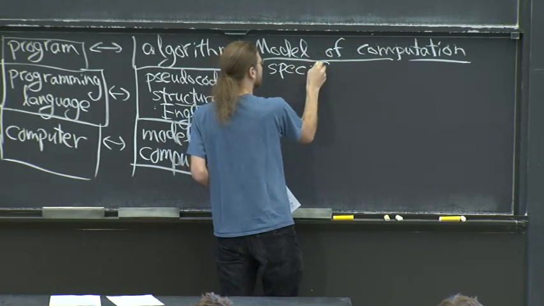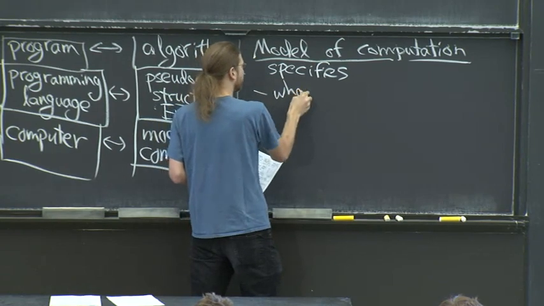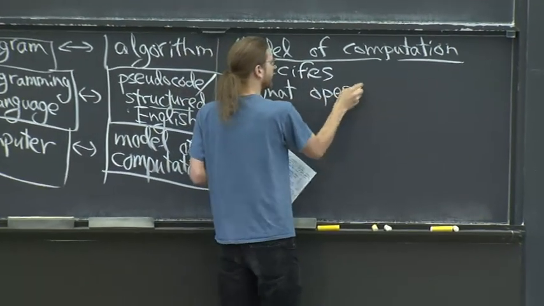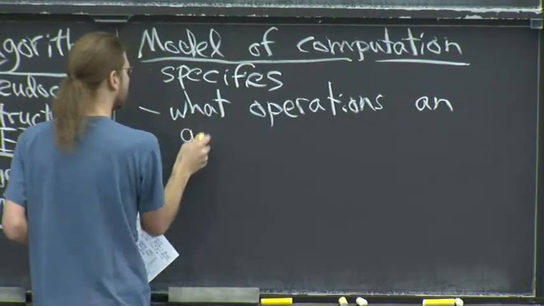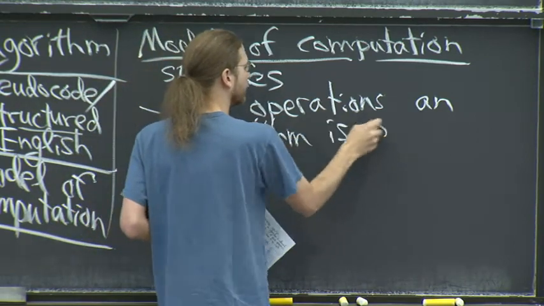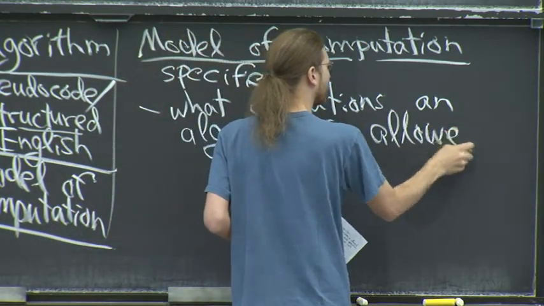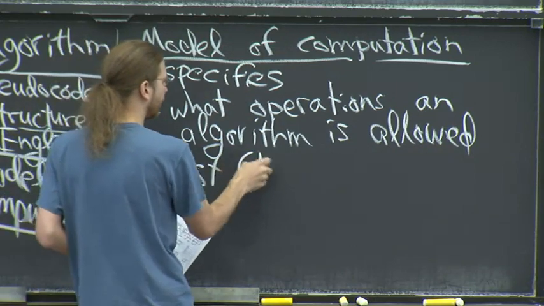Specifies basically what operations you can do in an algorithm and how much they cost. This is the what is time.